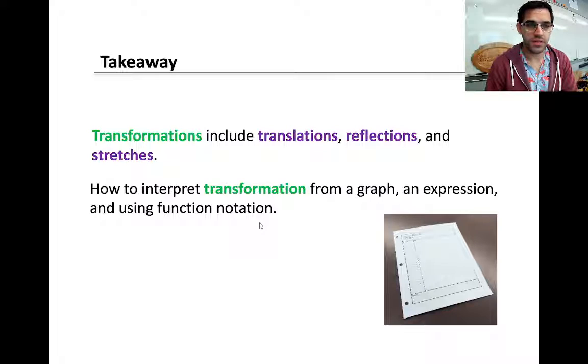All right, so some takeaways. We're now just kind of wrapping up our understanding of all the kinds of transformations that we'll be talking about. And hopefully we're making some connection between function notation, expressions, and function notation in terms of other functions, and then connecting those to the graph and how the graph changes shape. And that's it.